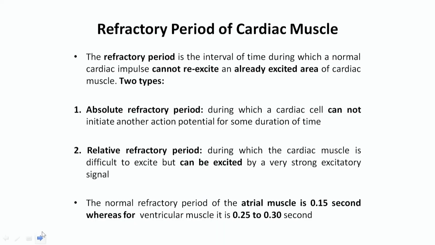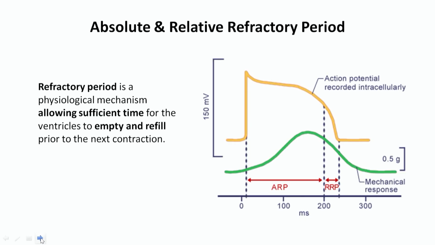The normal refractory period for atrial muscle is around 0.15 second, whereas for ventricular muscle it is 0.25 to 0.3 second. So, this is the absolute and the relative refractory period. The refractory period is a physiological mechanism allowing sufficient time for the ventricle to empty and fill prior to the next contraction. So, what is the significance of the refractory period? It gives the proper amount of time for the ventricle to get filled and emptied. That is the importance of having the longer refractory period in the cardiac muscle.